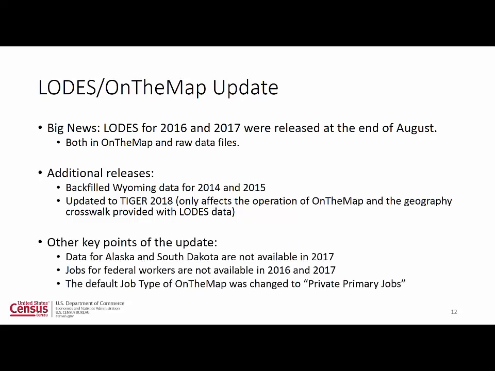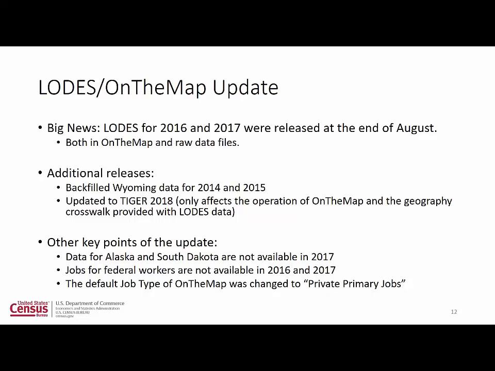A few other key points. Data for Alaska and South Dakota are not currently available in 2017. Hopefully in the future we will be able to backfill those state-year combinations. We also do not have right now federal workers in 2016 and 2017. I will talk about that in just another second. And because we do not have the federal workers in for 2016 and 2017, we made a choice to change the default job type of OnTheMap to private primary jobs.